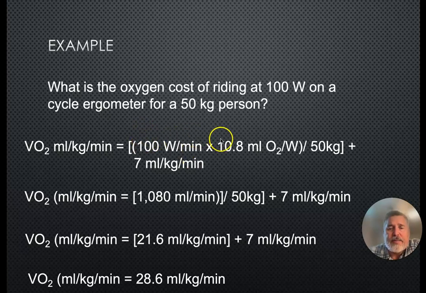When I go 100 times 10.8, I get 1,080 mils per kg per minute. I divide by 50 kilograms. I add 7 mils per kg per minute. When I divide 1,080 by 50 kilograms, I get 21.6 mils per kg per minute, plus 7 mils per kg per minute gives me 28.6 mils per kg per minute.